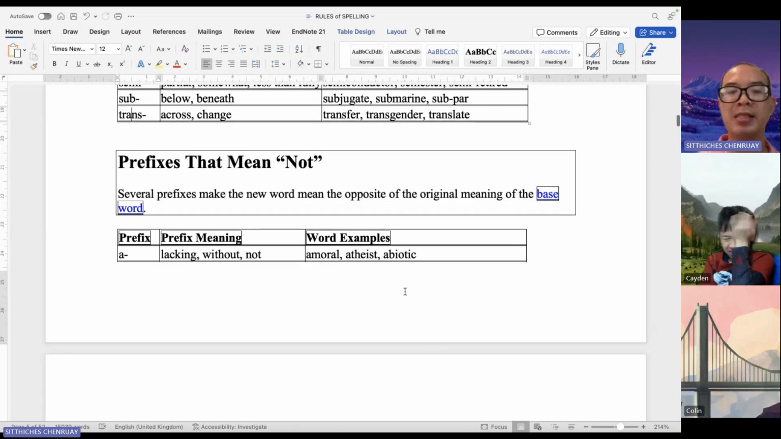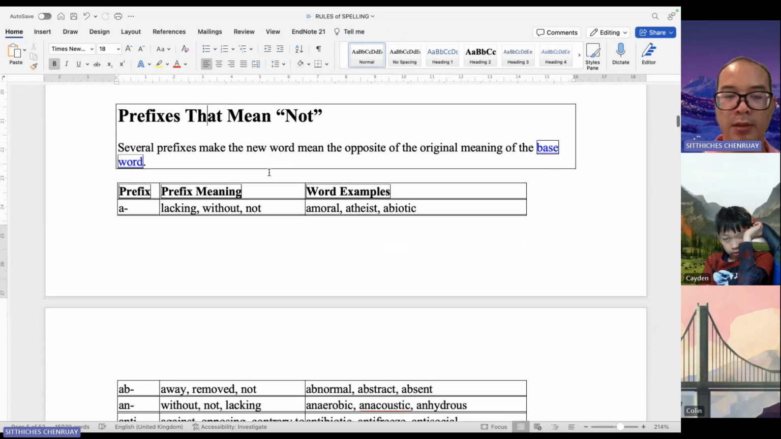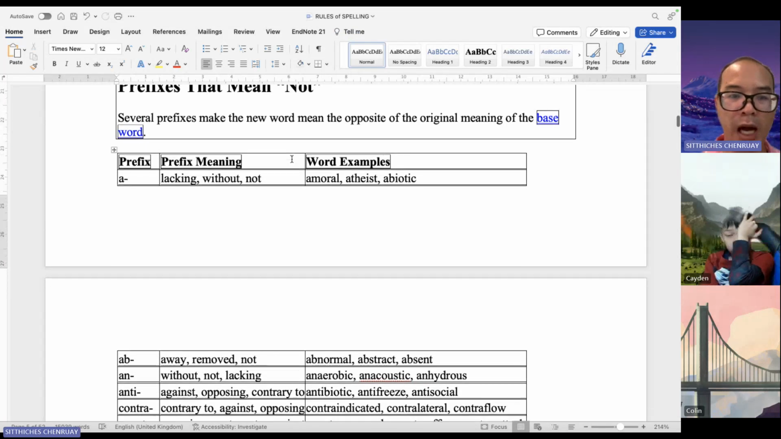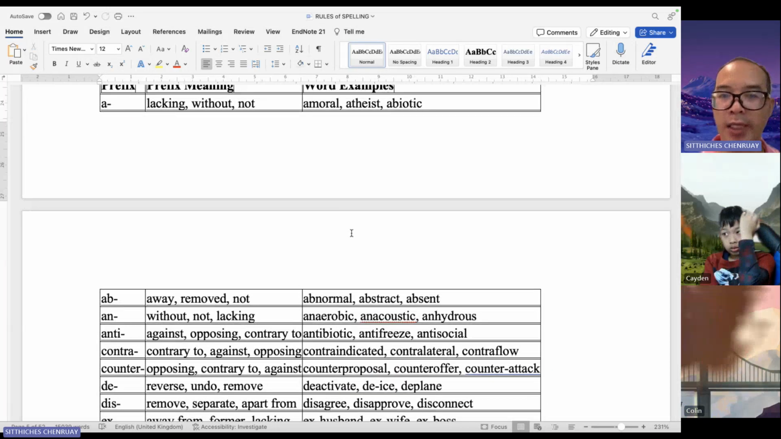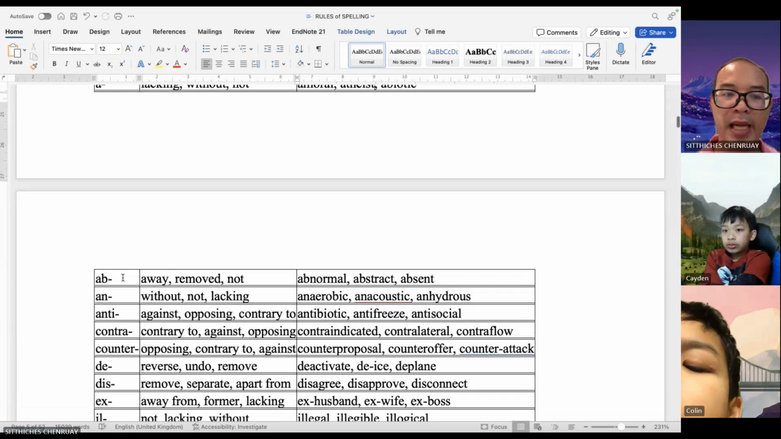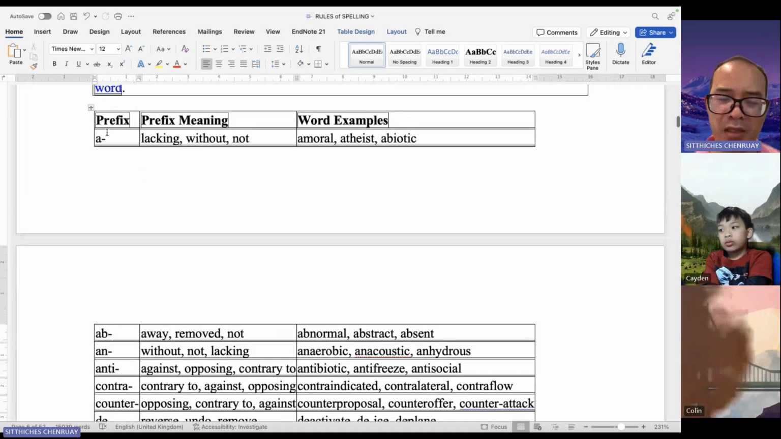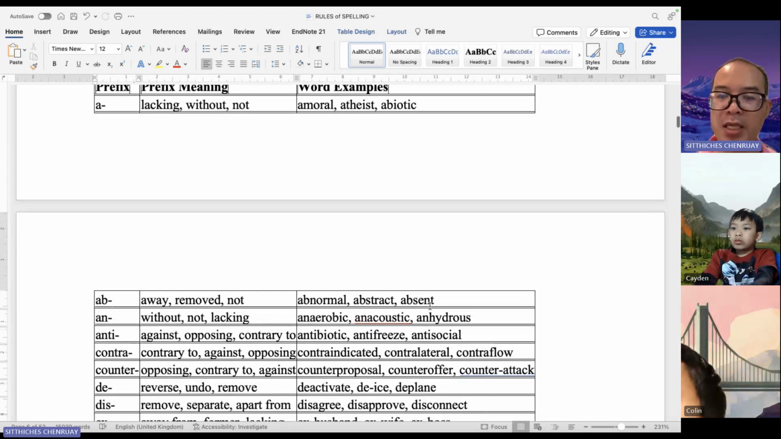Okay, and last time I asked you about the words that mean not. For example, a means lacking or without, not: amoral, atheist, abiotic. You may confuse the prefix a with ab. Ab means move away, remove, or not. The same: abnormal, abstract, absent.